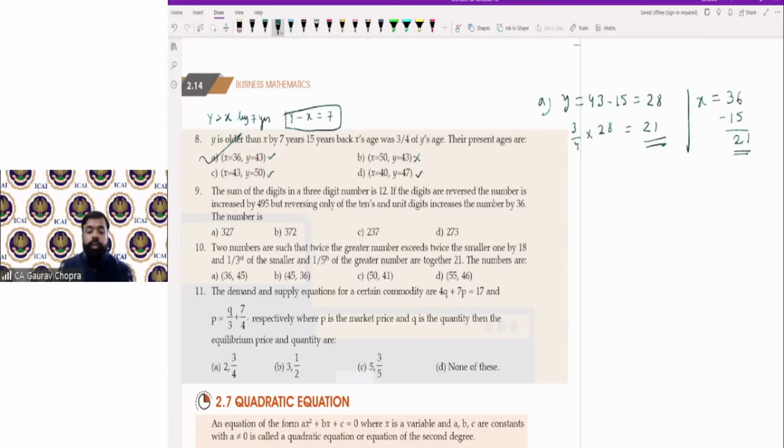Okay, option number A is correct. So 3/4 of Y's age should be equal to X. Then this condition is getting satisfied. So A is the correct result.